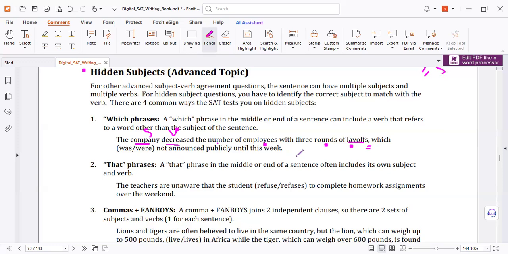Mister, I don't really get it, honestly. Ask yourself who or what was not announced. Now ask yourself who was or were not announced. Company? The round of layoffs? Well, he said here decreased the number. Wait, the company decreased, right, but was what? No, when it decreased it, it's not mentioned. The idea.